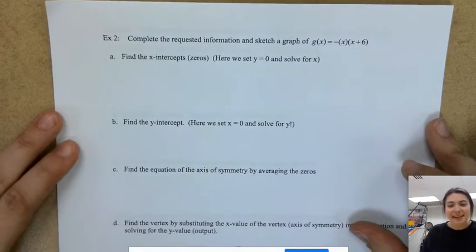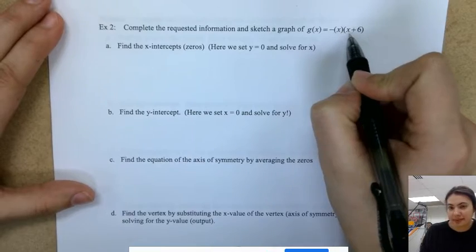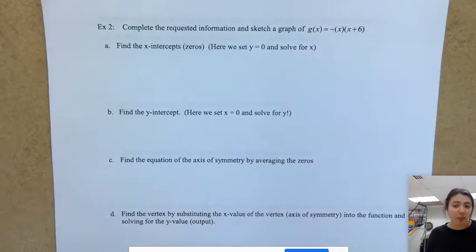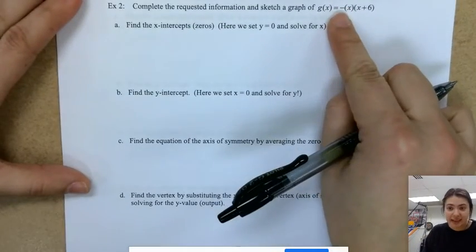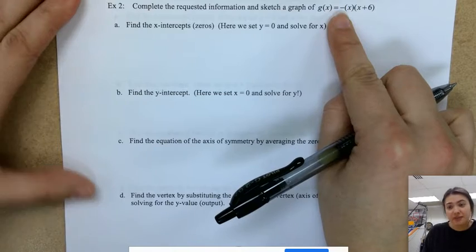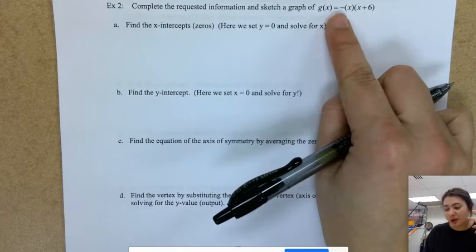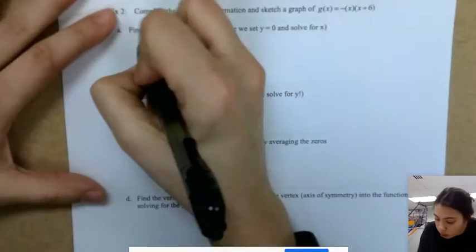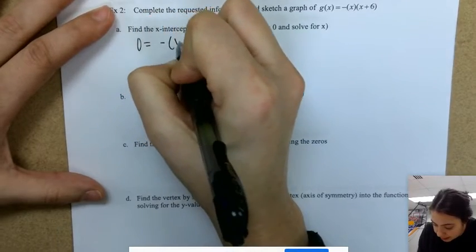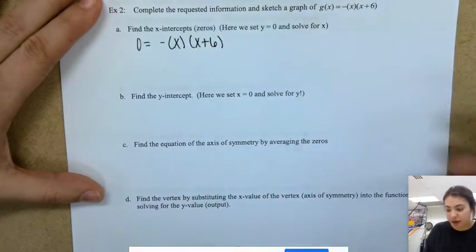All right, we're back. Here's example number 2. So g of x is equal to negative x times the quantity x plus 6. If we want to go ahead and find the x-intercepts, we are going to have to solve for 0. So first off, the fact that the function is negative does not affect our zeros at all. So when you think about it, taking -1 and setting it equal to 0, we can't. So really, this negative doesn't do a whole lot for you.